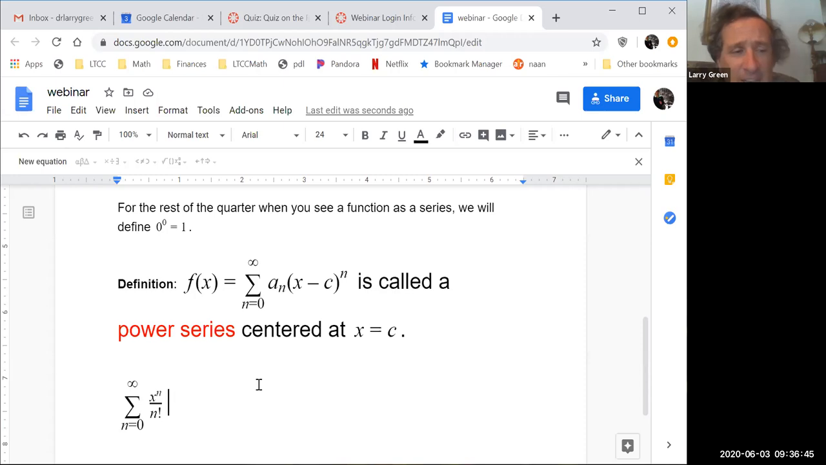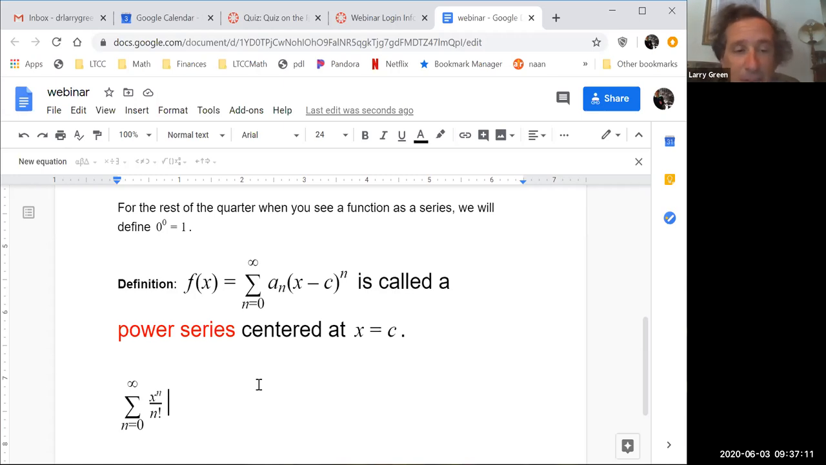In fact, I'd say 3/4 of all power series you ever see will be centered at 0, because if it's not centered at 0, you can always do a translation and make it centered at 0. So most of the examples I'll give you are centered at 0, but sometimes it's easier not to center at 0.